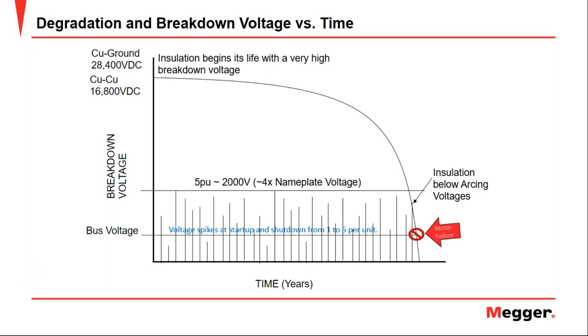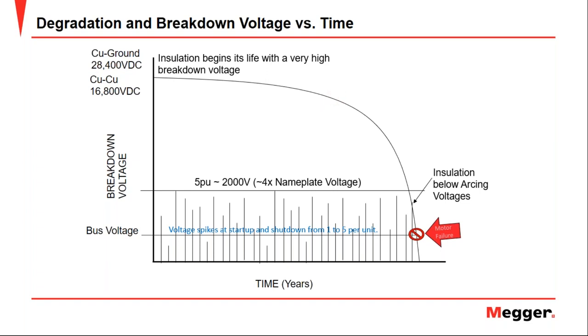In the same way, we can observe that the motor does not always see the bus voltage in operation, but voltage peaks that are generated by starts and stops and other operating conditions such as load or speed changes. In order to know at what point of the curve the motor is located, it is necessary to do high voltage tests, since these tests identify whether the motor is in the high insulation zone, the low insulation zone, or the arc zone. Let me point out in the presentation where these zones are.